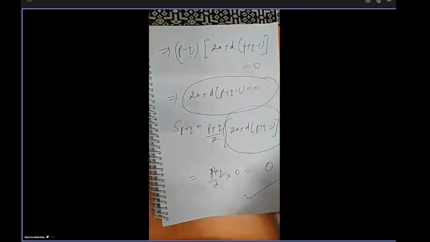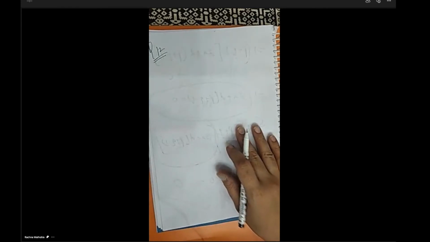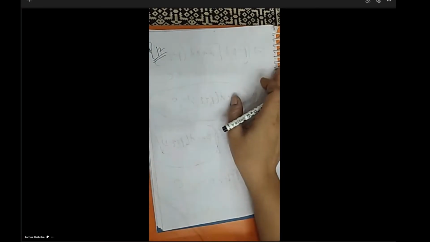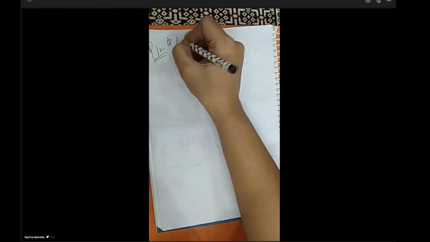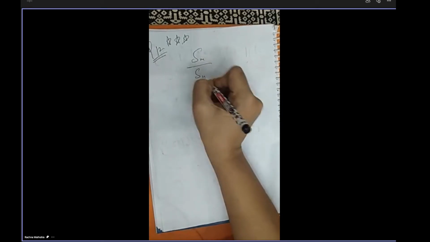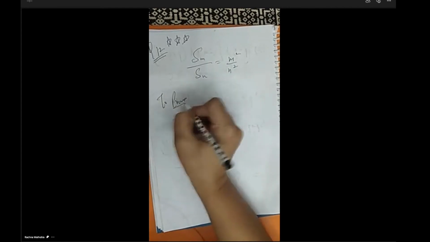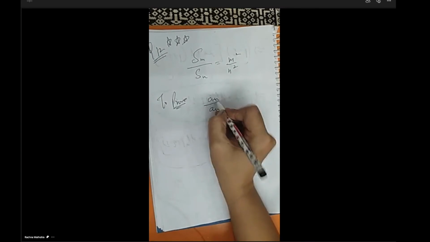Question number 12 is the ratio of the sum of m and n terms of an AP is m square is to n square. Show that the ratio of the mth and nth term is 2m minus 1 is to 2n minus 1. Question number 12 is important. The ratio of sum of m and n terms of AP, Sm and Sn, is m square upon n square, and we need to show that the ratio of mth and nth term is 2m minus 1 is to 2n minus 1.